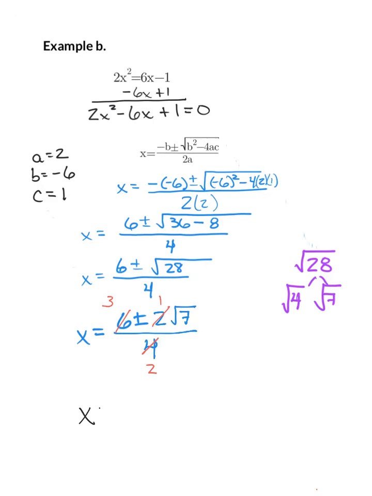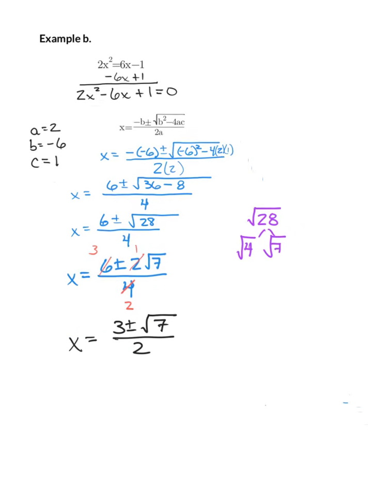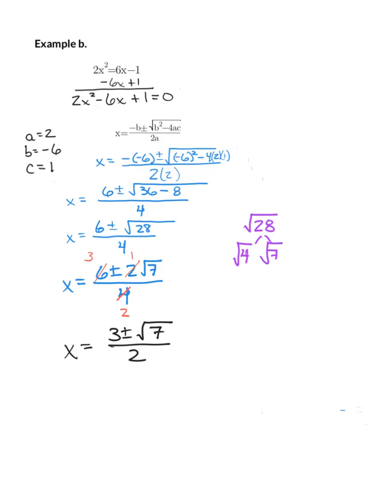So our final answer is 3 plus or minus 1 square root of 7, or just square root of 7, over 2. The last thing to note is on the homework, they may not want you to use the plus and minus symbol. Unfortunately, the only other way to write this is 3 plus the square root of 7 over 2, or 3 minus the square root of 7 over 2.